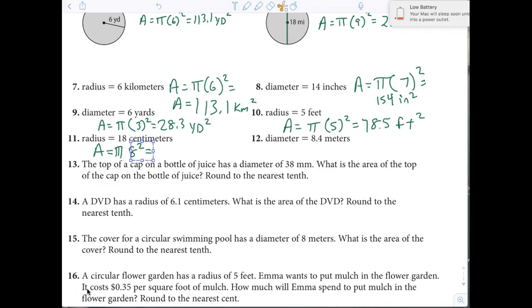Yeah, it's probably right, buddy. Pi times 18 squared. Say it again. 0.1. All right, thank you. Centimeters squared. Okay. Number 12.